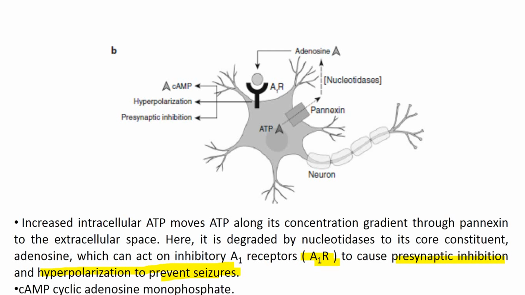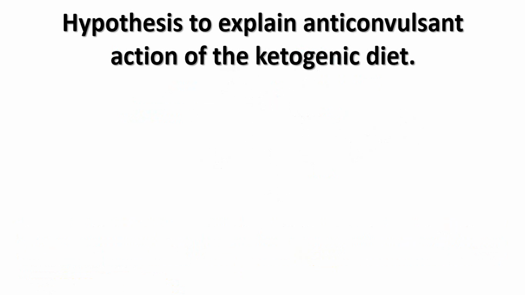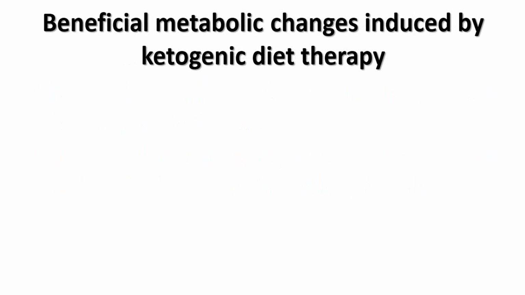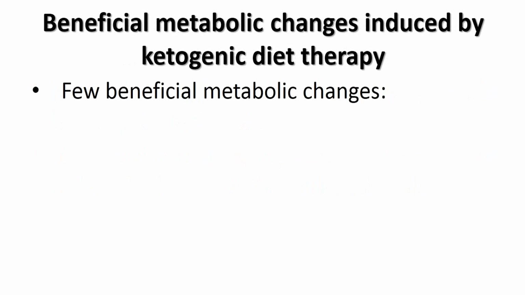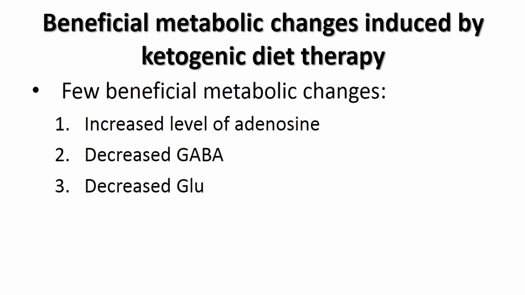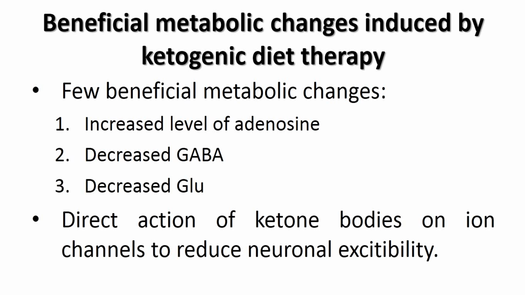Now, what are the hypotheses to explain the anticonvulsant action of the ketogenic diet? Ketone bodies themselves may not necessarily be the primary factor. The underlying mechanisms leading to reduced seizure activity are largely unknown, but we have explained some of the aspects. Some of the beneficial changes induced by ketogenic diet therapy: one is increased level of adenosine, decreased GABA, decreased glutamate, and thus direct action of ketone bodies on ion channels reduces neuronal excitability. One of the major paradigms of epileptic treatment is to reduce neuronal excitability either with drugs, or by diet, or by surgical removal of the epileptogenic areas.